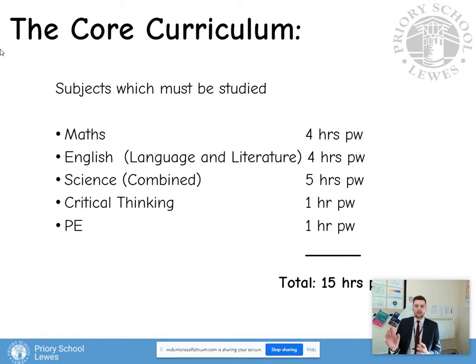So here's the core curriculum. I said we've got two bits to our curriculum, core and option. So this is the core curriculum. For 4 hours a week next year, you'll do maths. 4 hours of English language and lit. Science combined is 5 hours a week. Critical thinking is 1 hour a week. So critical thinking is our religious studies program. It's also a PSHE and careers program, and that's 1 hour a week. And PE, which is also an hour a week. So out of your possible 25 hours, 15 of those are core subjects.